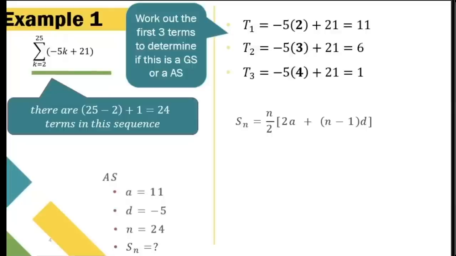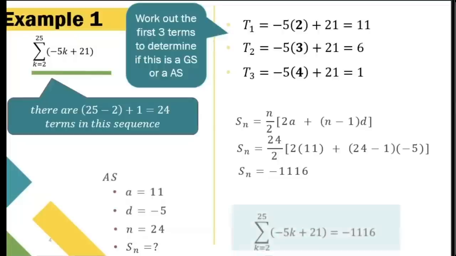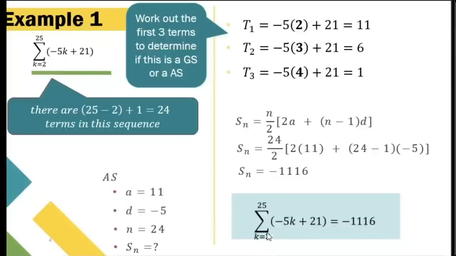Now I can substitute in. Grade 12s, please remember, if you substitute into the wrong formula, you will not get any marks. So ensure that you use your correct formulas. So if I substitute in, Sn equals 24 over 2 in brackets, 2 times 11 plus 24 minus 1 times negative 5. And I get Sn is negative 1,116. Now just to finish off my sum, I say the sum for this is equal to negative 1,116. Please make sure you finish off your sum by writing down the answer at the end in the correct format.